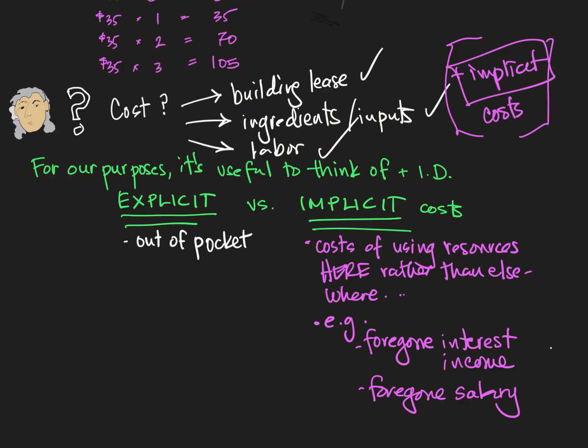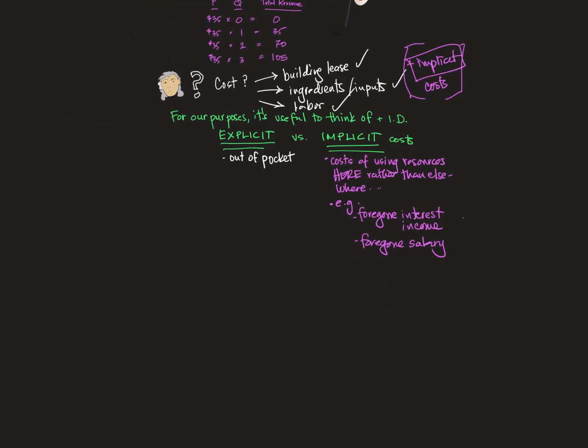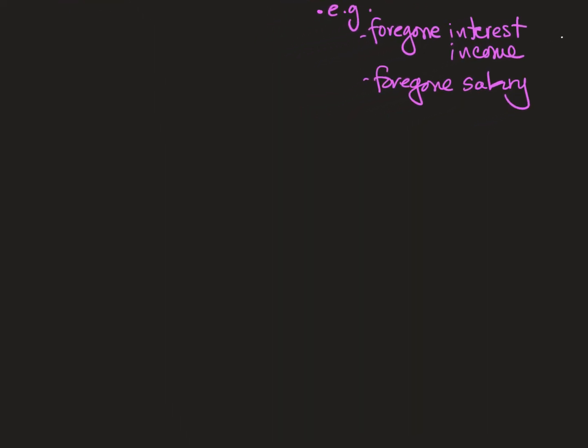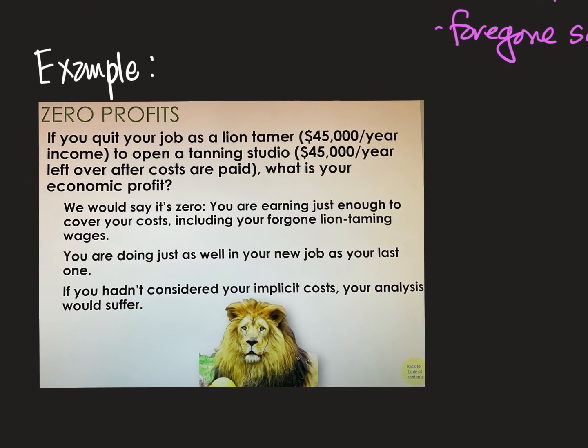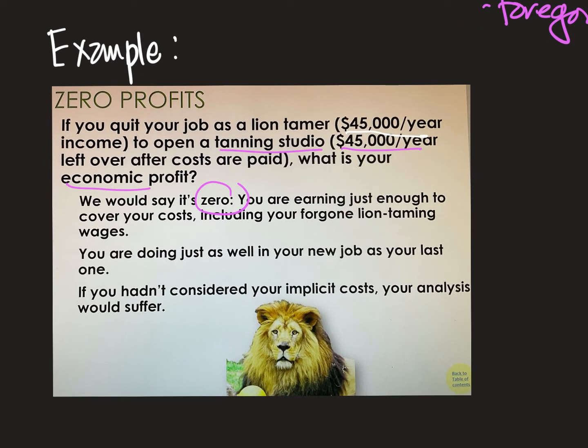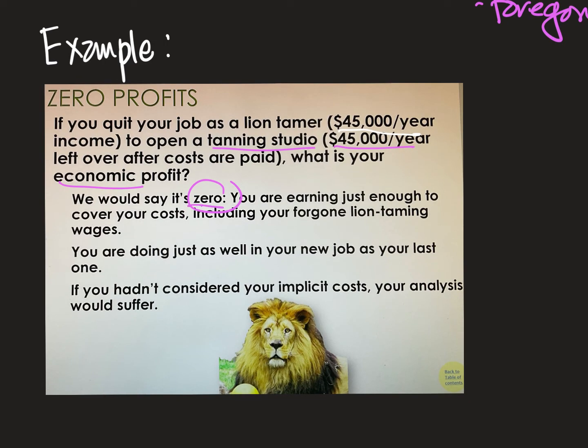Let's give some examples. Let's say you were a lion tamer, and for obvious reasons, you quit that job to open a tanning studio, which is probably also risky. But anyway, you've got $45K a year left over after paying your explicit costs. Are you earning an economic profit? We would say no. We would say you have exactly 0 economic profit. You're earning just enough to cover your costs, including the cost of what you used to be paid, what you're giving up to do this new job.